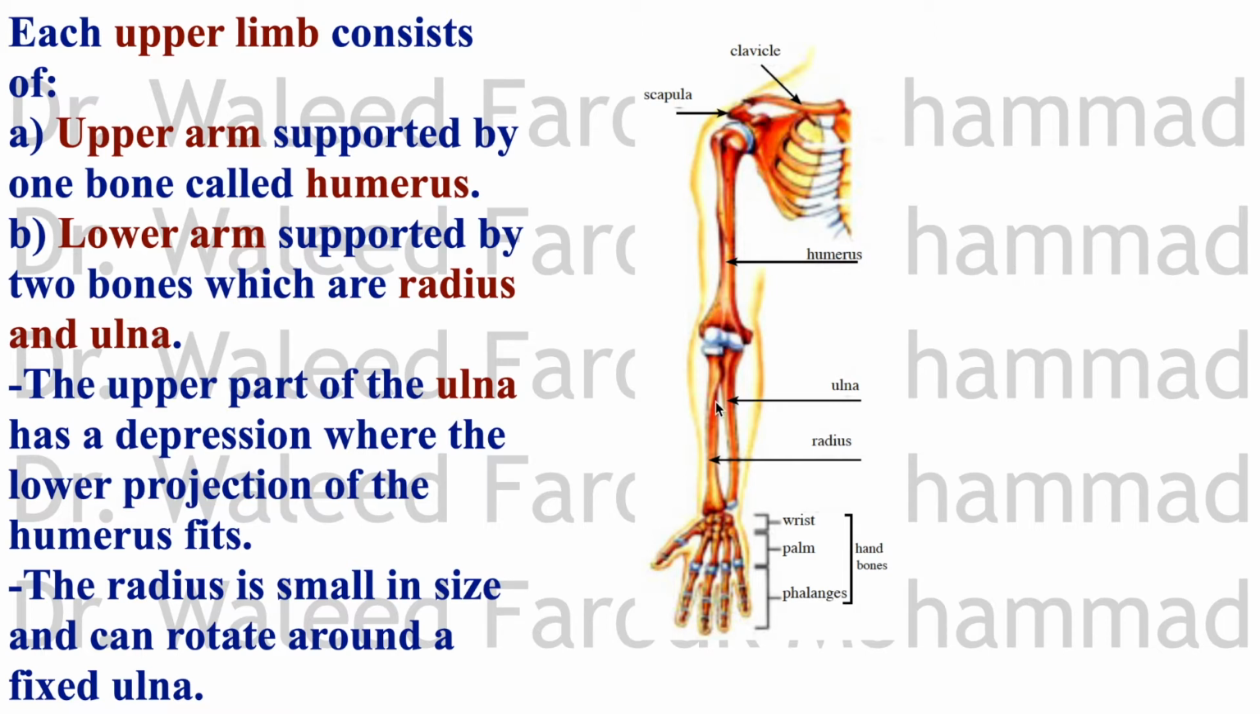On the other hand, the forearm or the lower arm contains two bones. The medial bone, please concentrate here. The medial bone, which is the ulna. The medial bone towards the body, closer to the body, is the ulna. And the lateral bone is the radius.